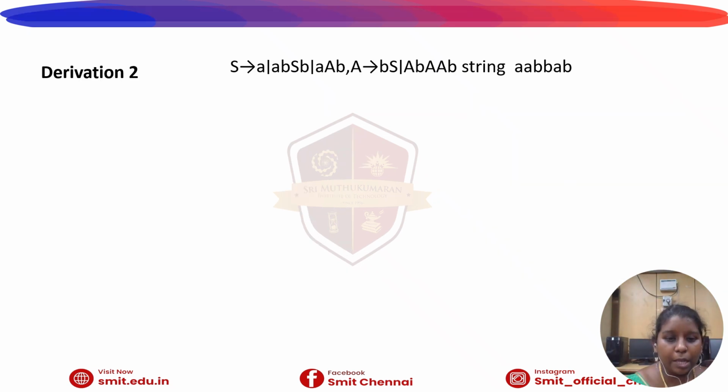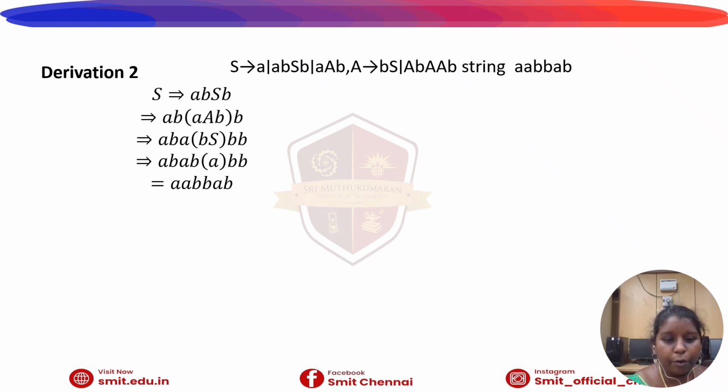Here I am taking the same grammar. I am going to prove this grammar is ambiguous by drawing another leftmost derivation and the parse tree for this grammar. For this, I am taking S equal to ABSB. For S, I am going to replace it with AAB. For A, I am going to replace with BS, and for S, I am going to replace with A. Here we got the string AABBAB.